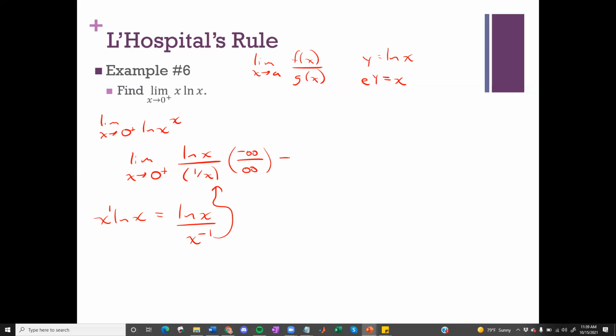So knowing that, then I can use L'Hopital's rule. Derivative of natural log of x is 1 over x. What's the derivative of 1 over x? Yep, I'll just put it down here. Power rule stuff. Negative 1 over x squared. All right. Can I rewrite this?